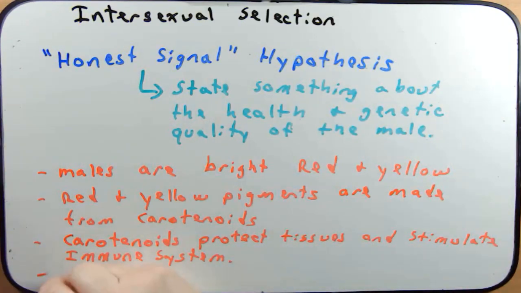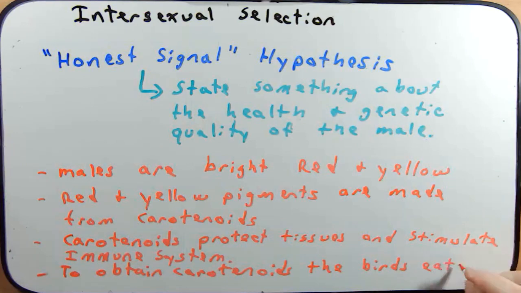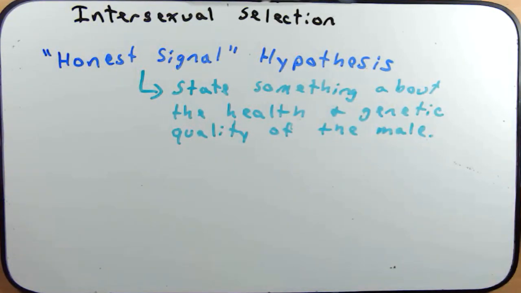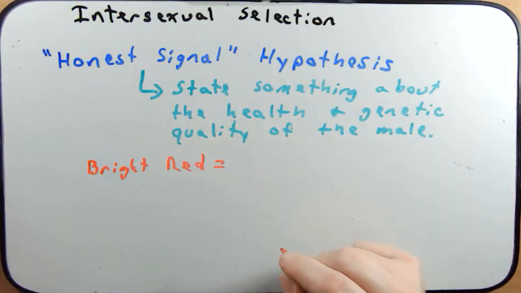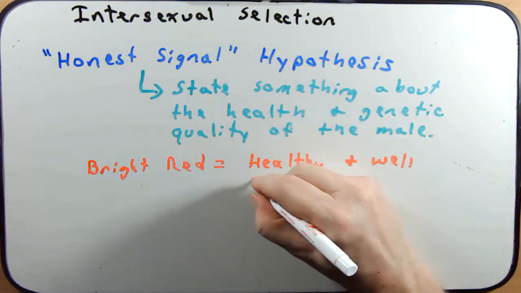To obtain carotenoids, the birds have to eat carotenoid-rich plants. Okay, I'm going to erase this because I ran out of room, but we're going to pick up on this in just a moment. So from the female bird's perspective, bright red equals a healthy and well-nourished male.